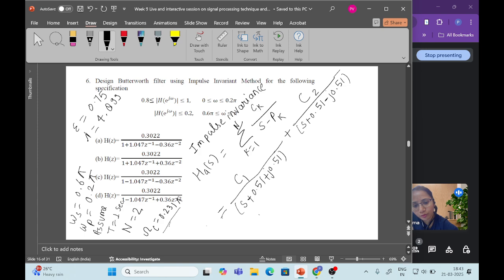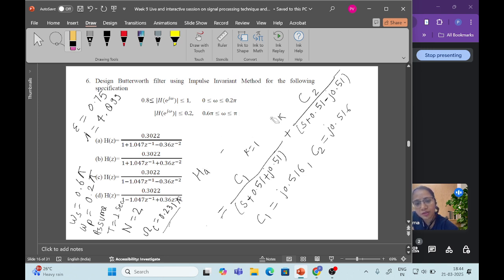So if you just calculate the C1 value, you will get J 0.516, and similarly C2, if you calculate it, you will get J 0.516. Both values are the same. Now just put all those values in that Z transform equation. So you have got the C1 and the C2 values.